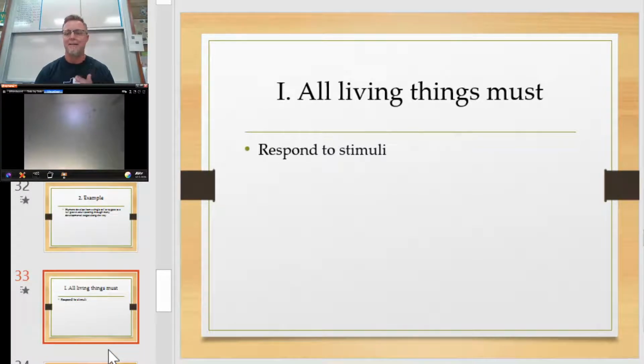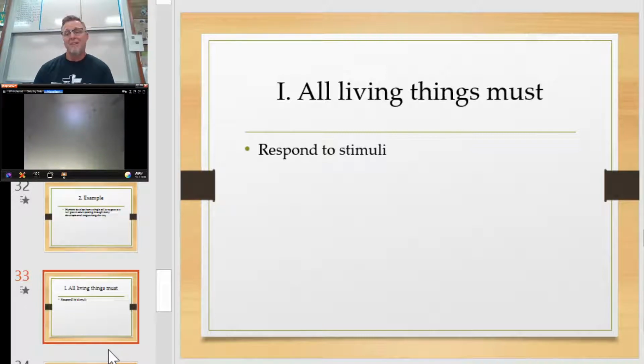All right, next thing. All living things must respond to stimuli, right? If you don't respond to a stimulus, you are not alive. What is a stimulus? Honestly, it could be anything. It could be a sound. It could be a smell. It could be something that you see. It could be something outside the body. It could be something inside the body. It is something that is meant to trigger a response.